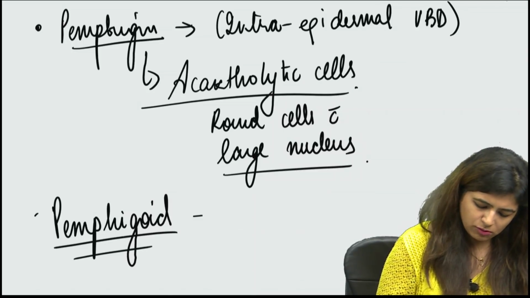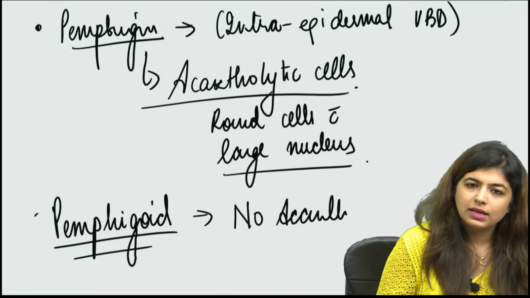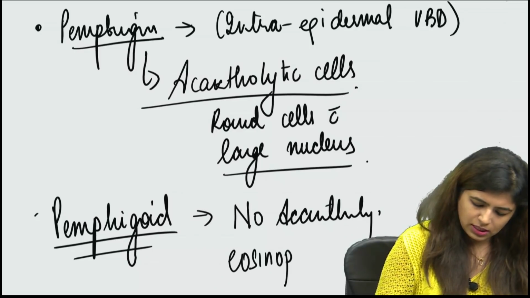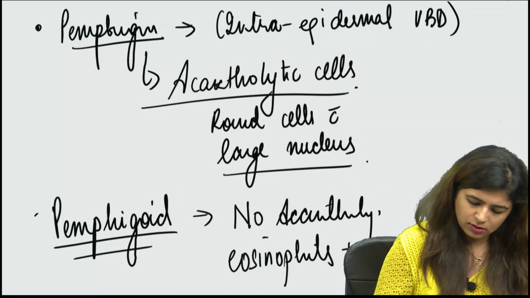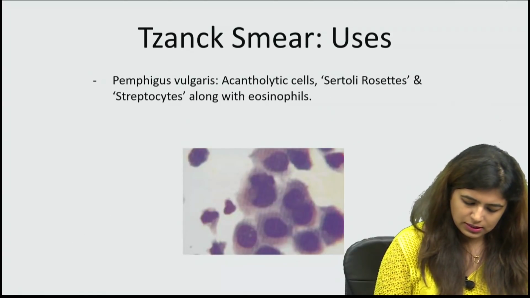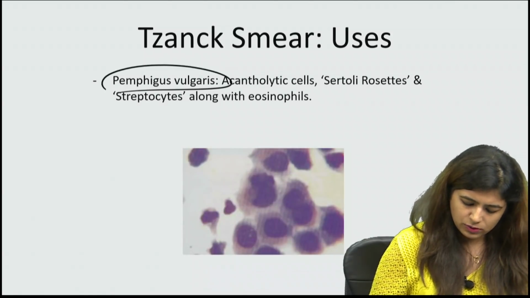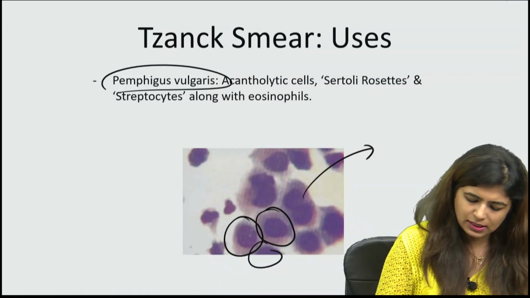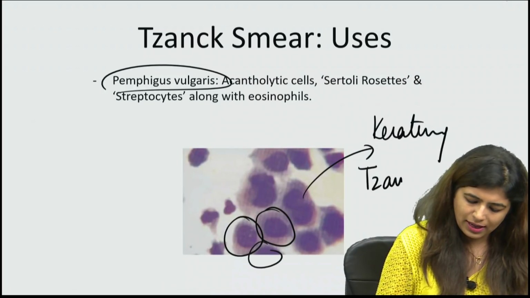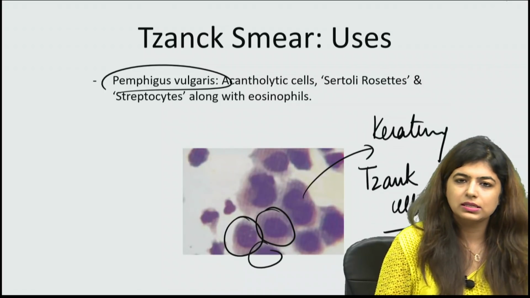In the pemphigoid group, which is bullous pemphigoid, you see no acantholytic cells, but you may see eosinophils. See here, this is your pemphigus. You see these round cells, which are your acantholytic cells. These are actually keratinocytes, and they are also called Tzanck cells.